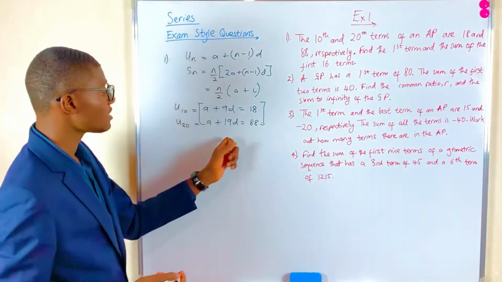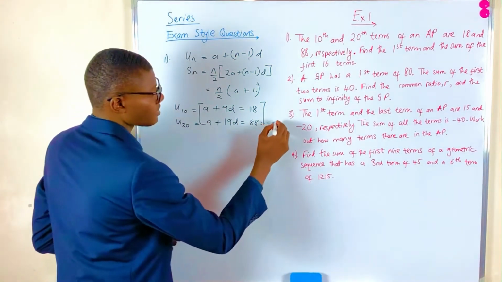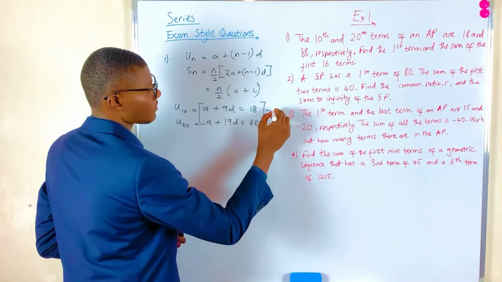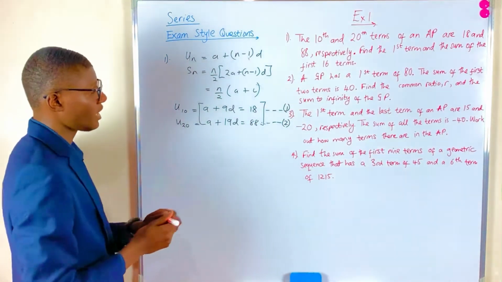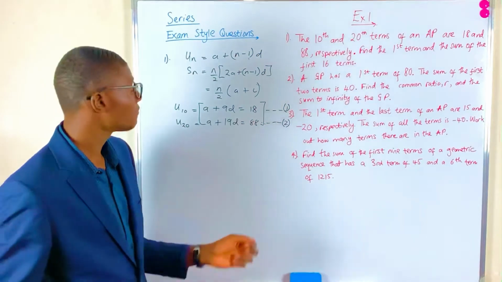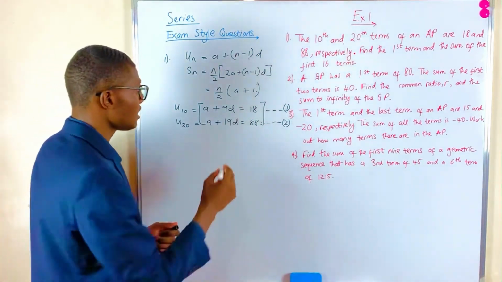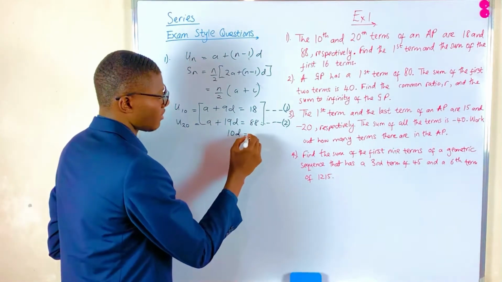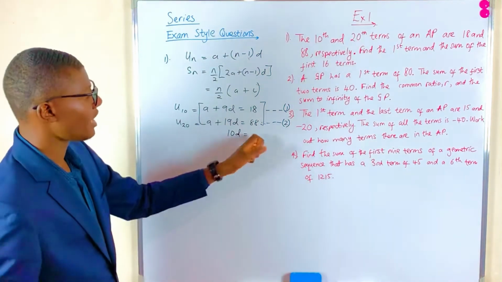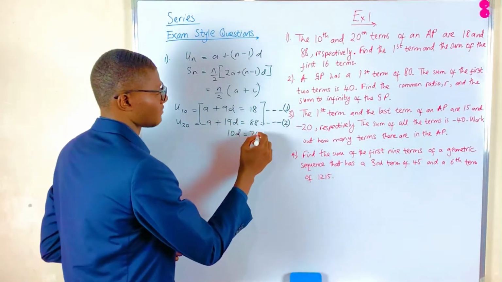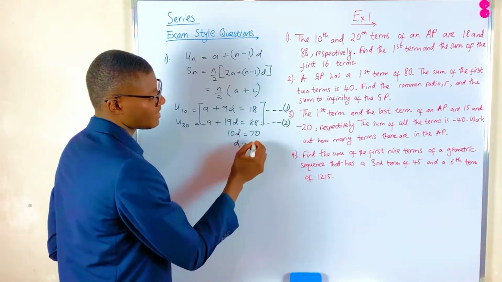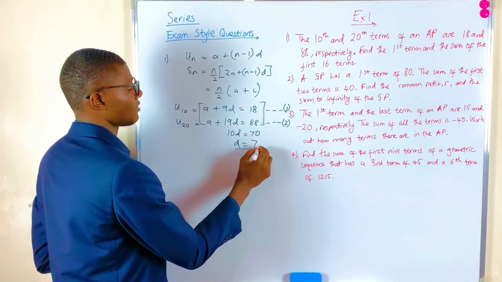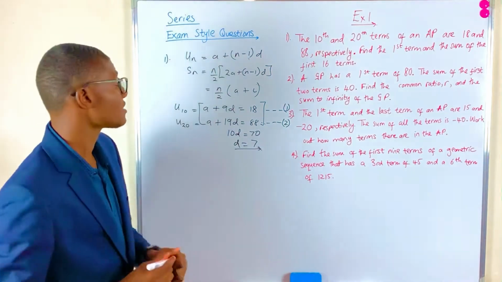So solving these simultaneously, if we say equation 2 minus equation 1, a minus a will give you 0, then 19d minus 9d, we get 10d, being equal to 88 minus 18, we get 70. So d would be equal to 70 over 10, which is 7. So d being 7, that's the common difference.